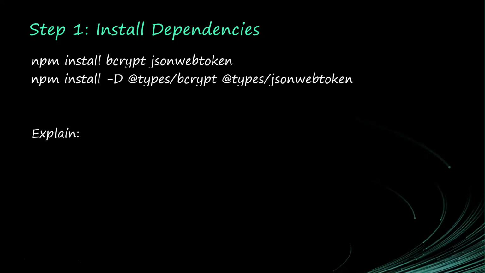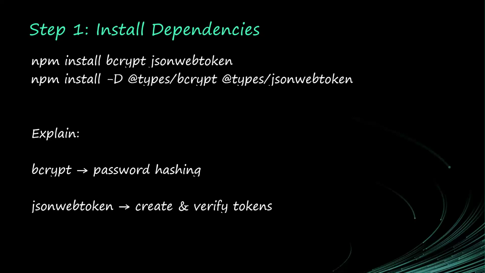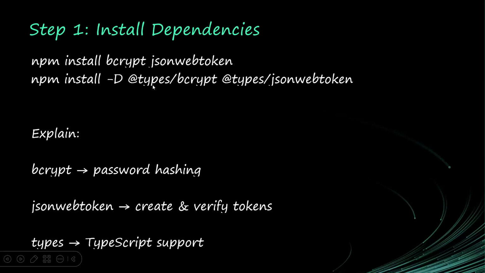So now with this, we have installed bcrypt, the library, the package we are using to hash our password. JSON Web Token is what we use to create and verify tokens that we'll be sending to clients when they make requests. So the types, the second installation we did, the @types, is just for TypeScript support.